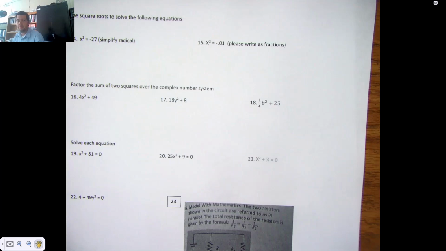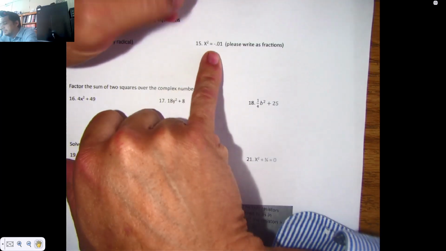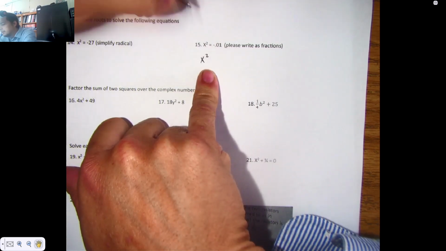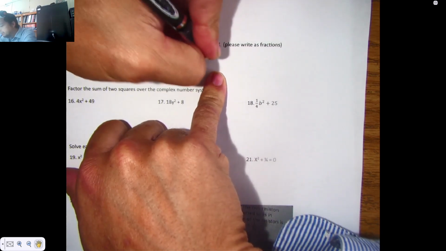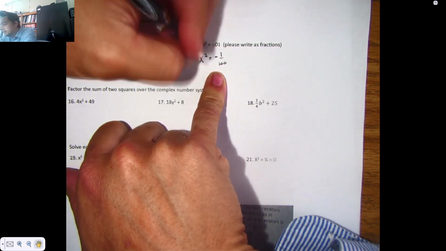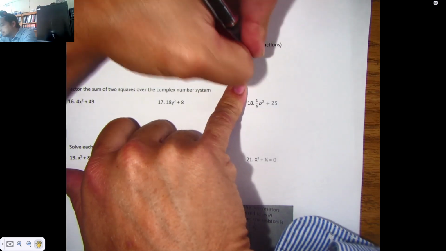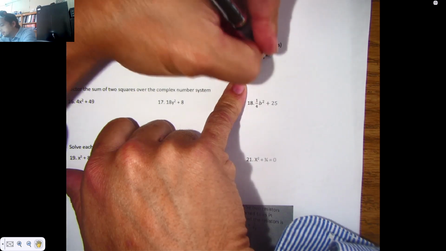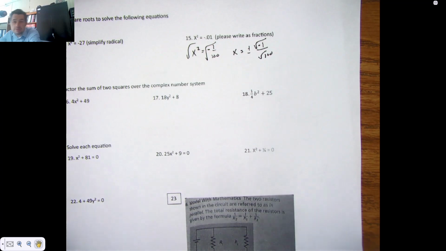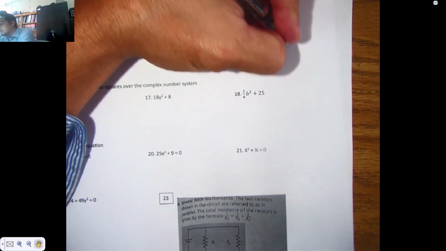See, on these we're supposed to use square roots to solve the given equations. And I'm saying please write fractions on 15. Negative 1/100 is literally negative 1/100. And the opposite of squaring is square rooting. And x is going to be plus or minus the square root of negative 1 over the square root of 100. That's how you work with fractions and square roots. Now I know the definition of i is the square root of negative 1, so I'm just going to use the substitution property. x equals plus or minus i, and I also know the square root of 100 is 10. i over 10. Done.